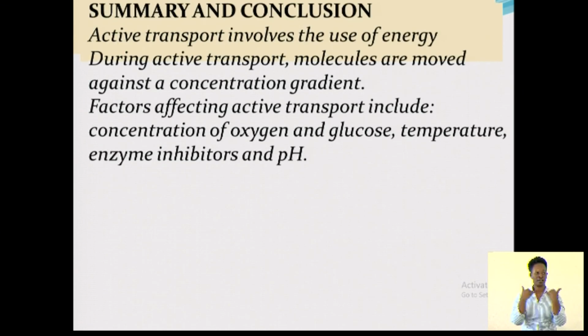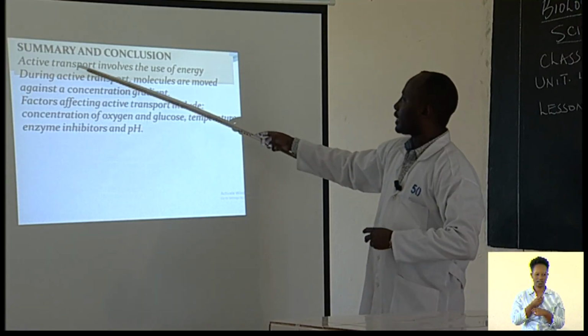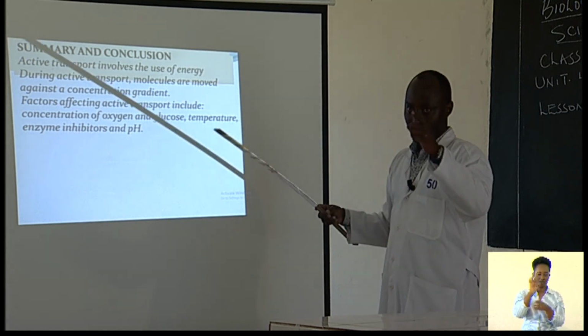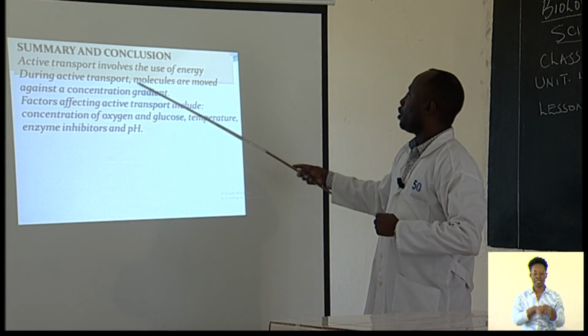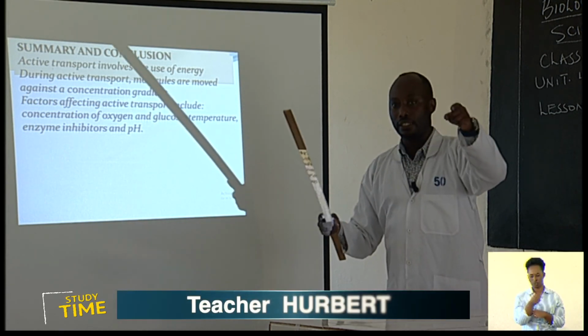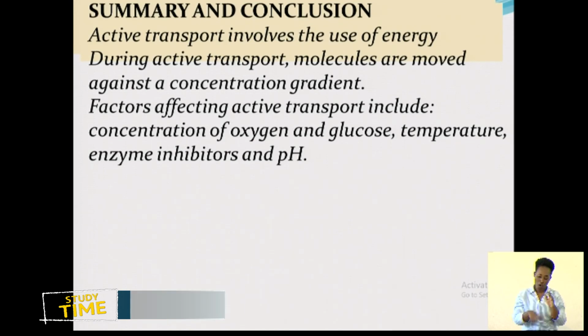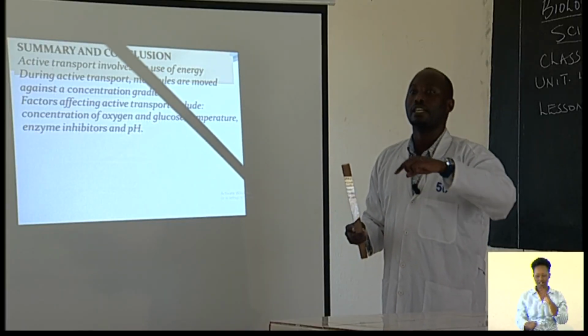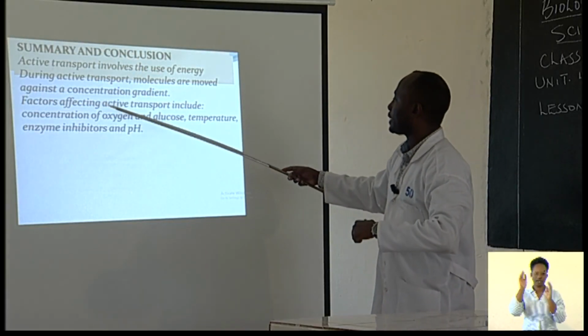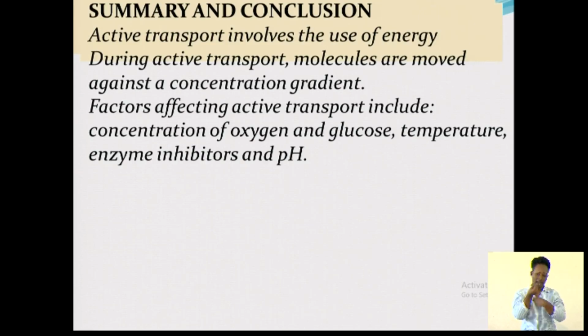Let's go to the summary now. I'm making a summary of the lesson on active transport. Active transport involves the use of energy. During active transport, molecules move against the concentration gradient. They don't move down the concentration gradient. They are moving from lower to higher concentration. And factors that affect active transport include concentration of oxygen, glucose, temperature, enzyme inhibitors, and pH.